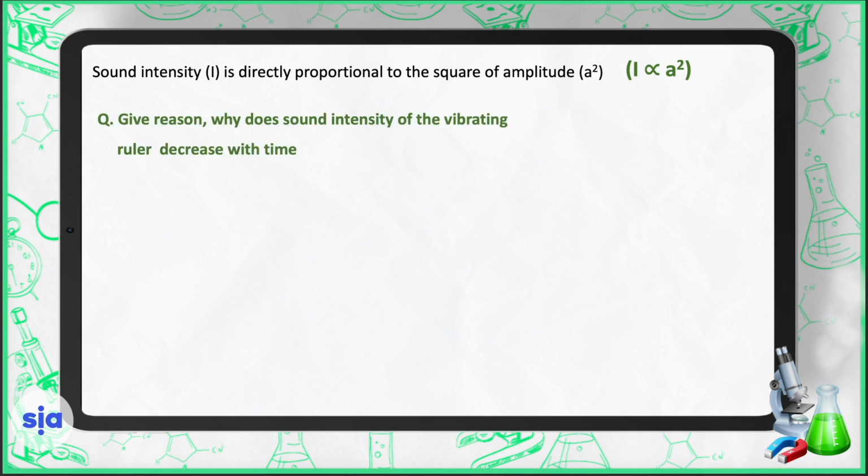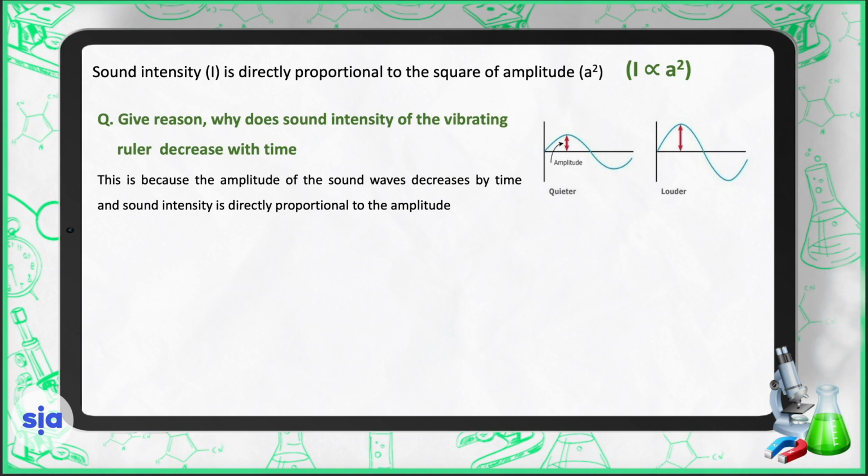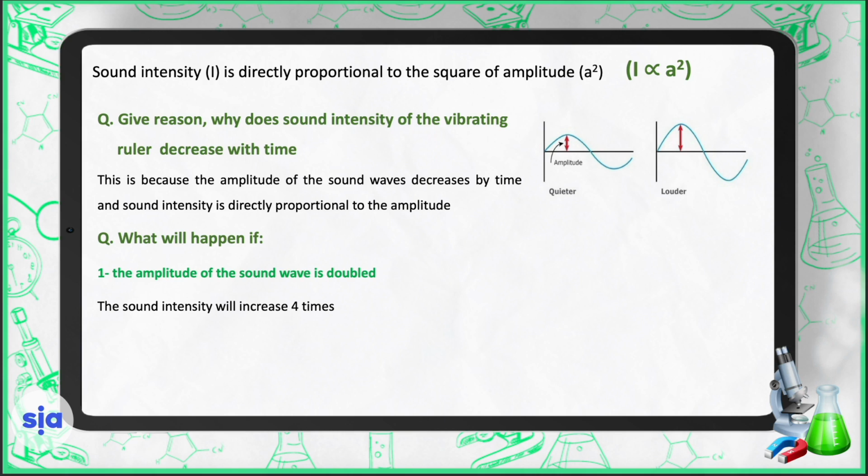Now give reason why does sound intensity of the vibrating ruler decrease with time? This is because the amplitude of the sound waves decreases by time, and sound intensity is directly proportional to the amplitude. What will happen if the amplitude of the sound wave is doubled? You will find that the sound intensity will increase 4 times. And what will happen if the amplitude of the sound wave decreases to the half?